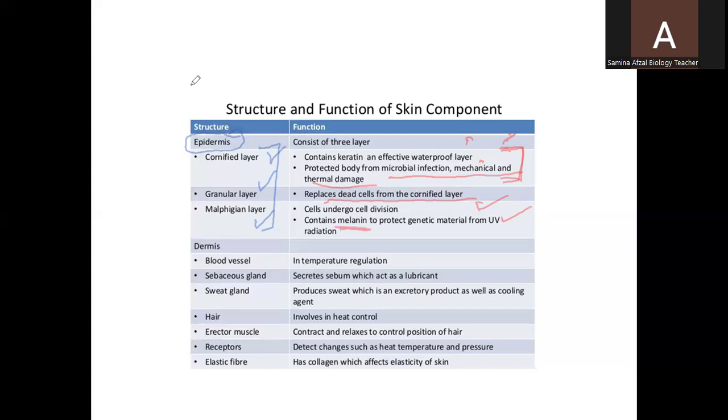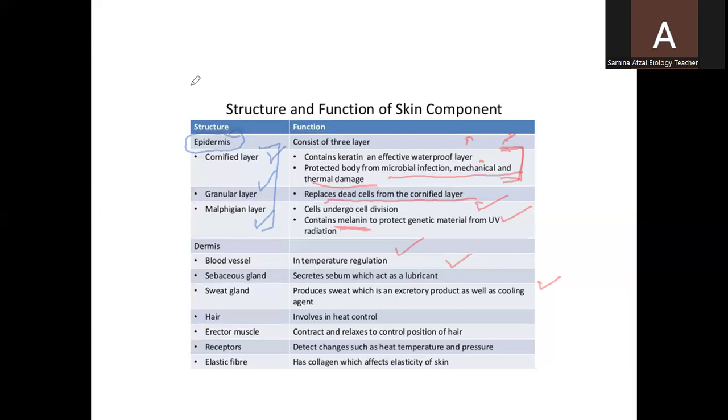And then the other layer is dermis. Blood vessels are there to regulate the temperature of the body. Sebaceous glands to produce sebum, which act as a lubricant. It gives the oily skin. Sweat glands produce sweat, which is an excretory product as well as cooling agent. When we sweat, it will help to cool down our body in the high temperature.